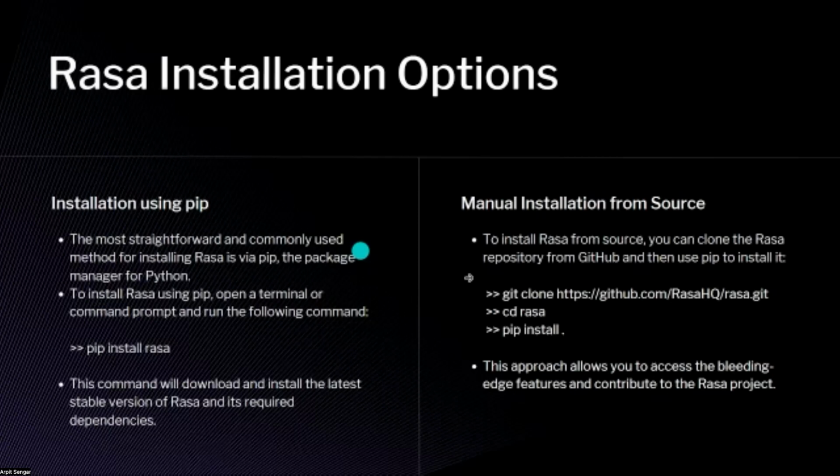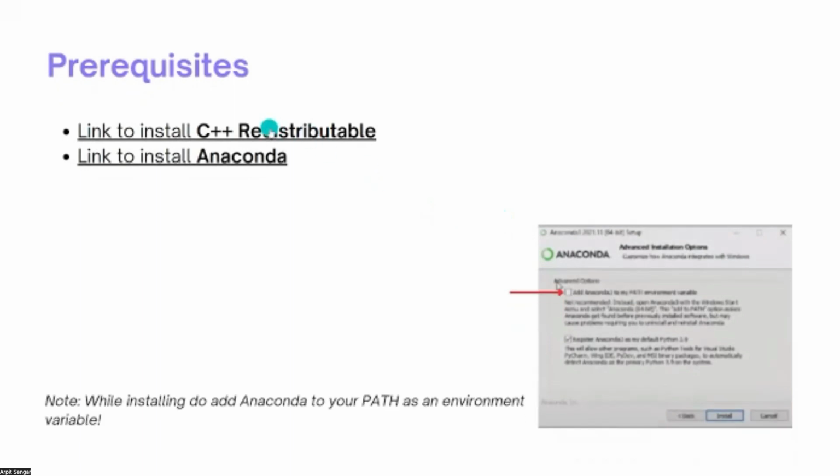After this, let's discuss the prerequisites that you will need. These are the only two that we'll be requiring. First is the C++ redistributable. After this meeting is over, I'll be giving you the link to the PDF, so you can click on this link and download the software. Similarly, you can download Anaconda too.